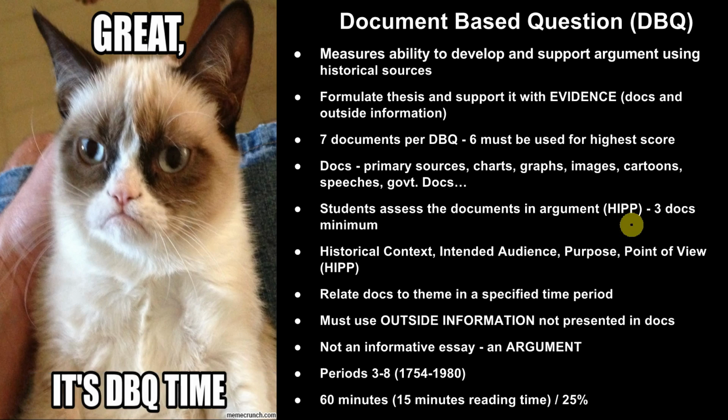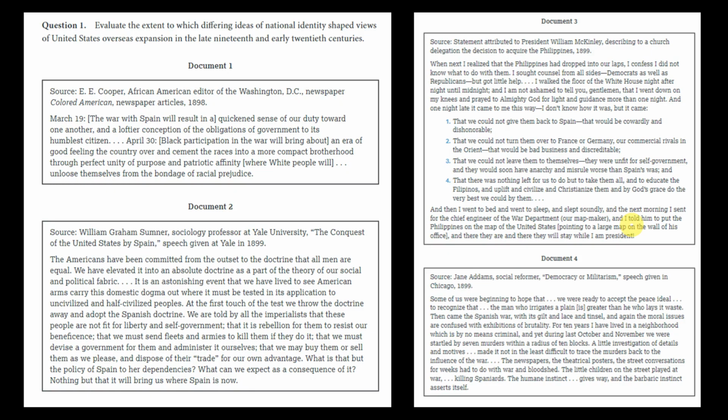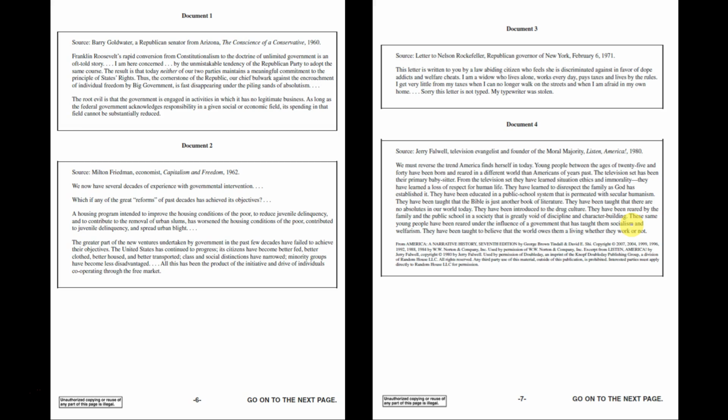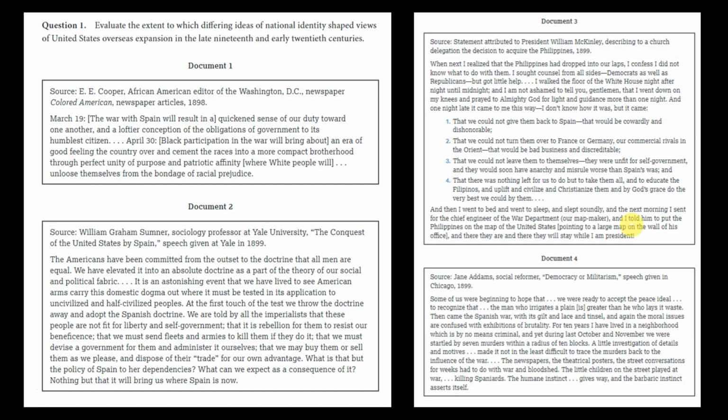So let's look at what a DBQ actually looks like. Again, you're given a set always of 7 documents. So there's 1, 2, 3, 4, and 5, 6, 7. The documents, these are all text, but you can have charts and graphs and pictures and maps and political cartoons. So it's not always just simply text. You can have speeches, newspaper articles, and there's all kinds of stuff that you can have for documents. They can be primary sources, they can be secondary sources.